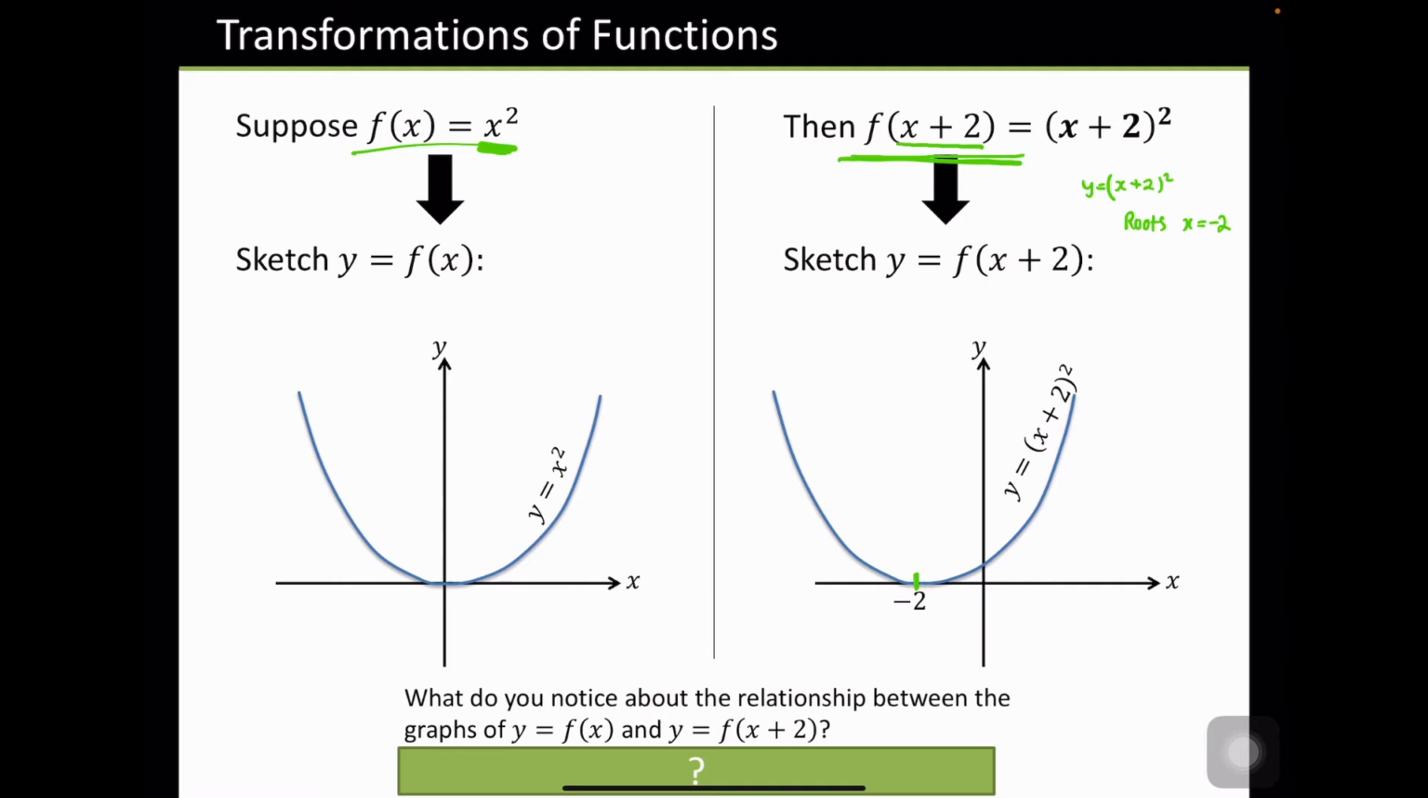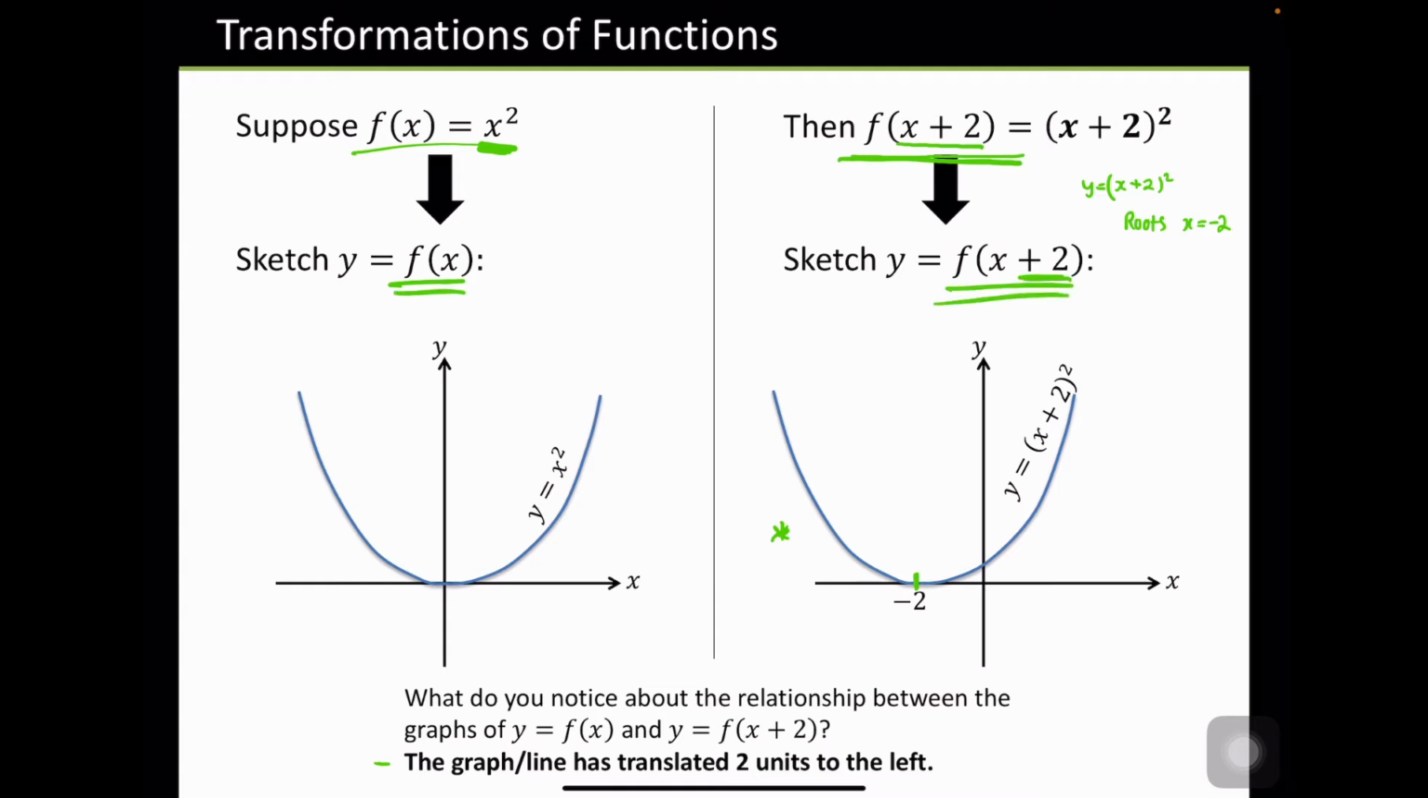What do you notice about the relationship between the graphs of y equals f of x and y equals f of x plus 2? Well, the shape is the exact same. This graph has just been shifted 2 spaces to the left. So as it says here, the graph has been translated 2 units to the left. So let's look at this. f of x plus 2, and it shifted 2 spaces to the left. So just think about that for a sec.